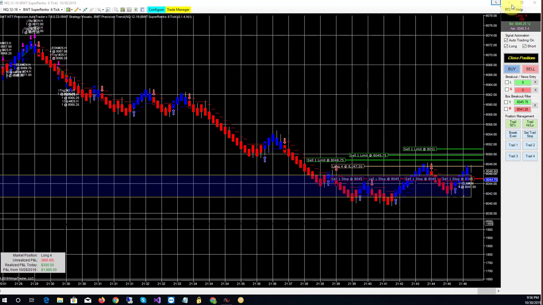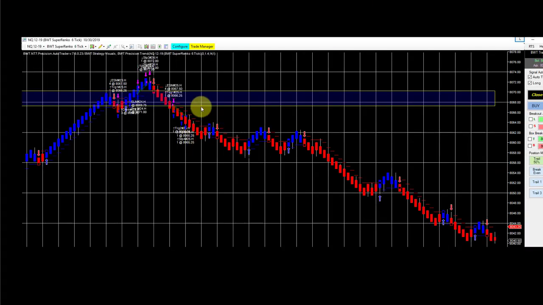In addition to that, okay, here's another example of the breakout box trade, and here's the prices for the box, the high and low, and then a short trade here at the close of the bar.